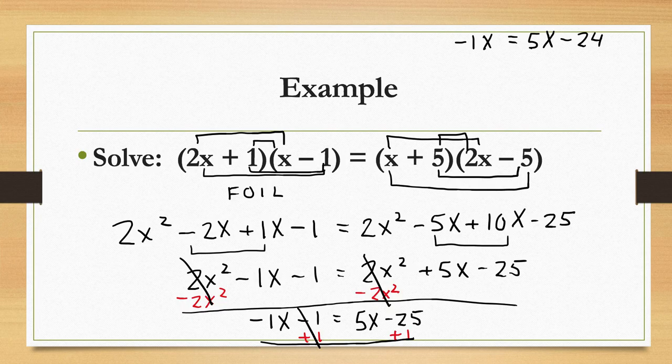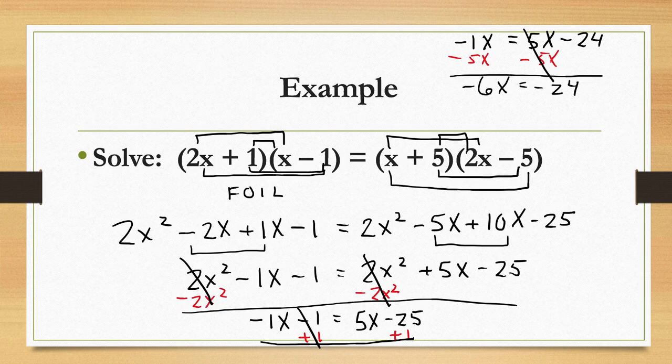All right, the next thing I'm going to do, remembering that I want x's on one side and numbers on the other, I'm going to subtract this 5x from both sides. So negative 1x minus 5x is negative 6x. The 5x minus 5x cancels, and we're left with negative 24.